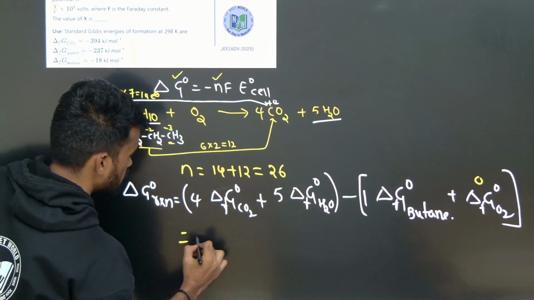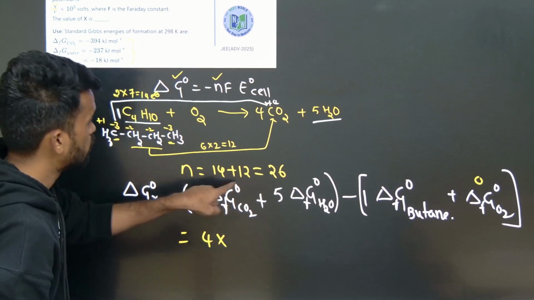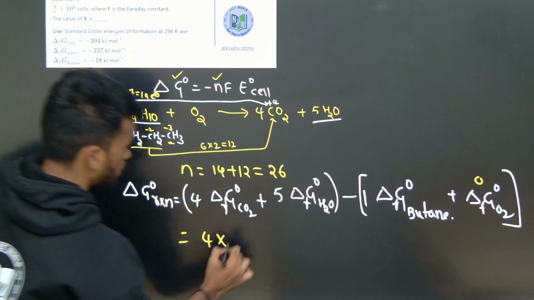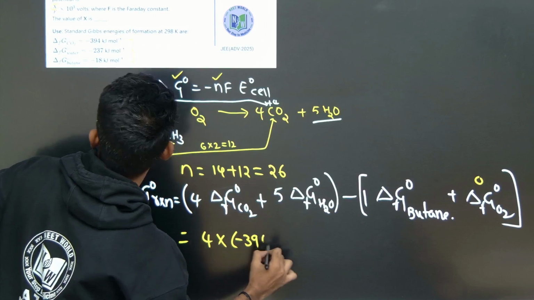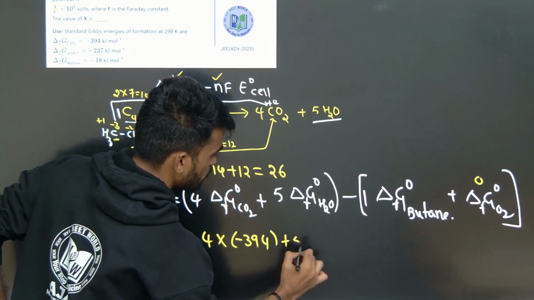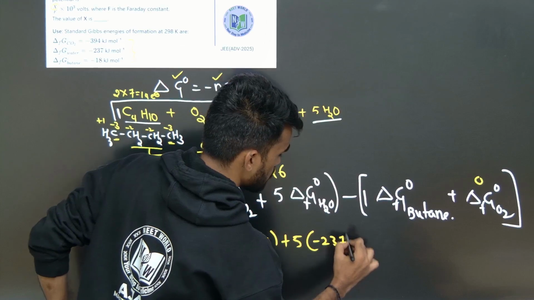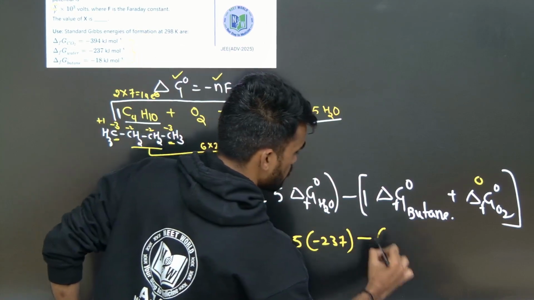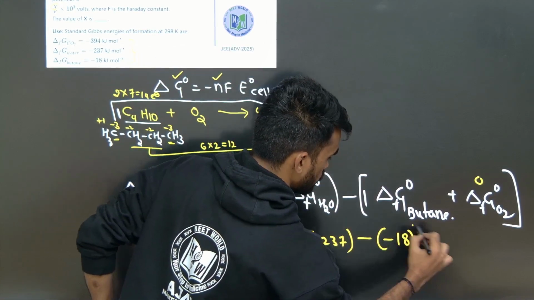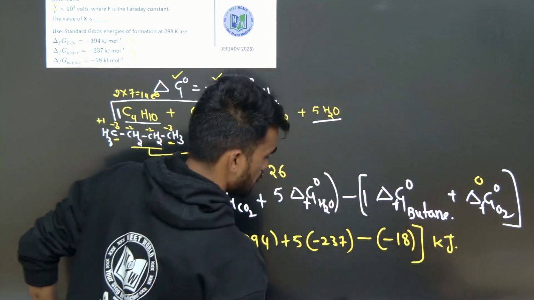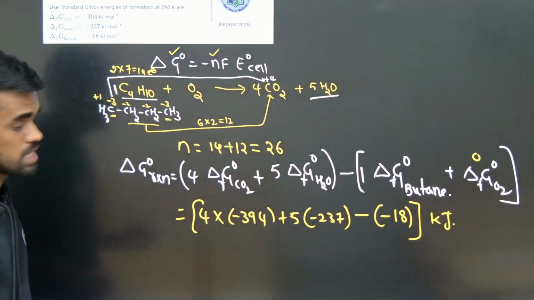So, what we can do here: 4 into delta G f of CO2, which is how much? Minus 394, plus 5 into how much? Minus 237. Okay. So, minus of minus 18 we have. Here we will get kilojoules, because the units are mentioned as kilojoules, right.